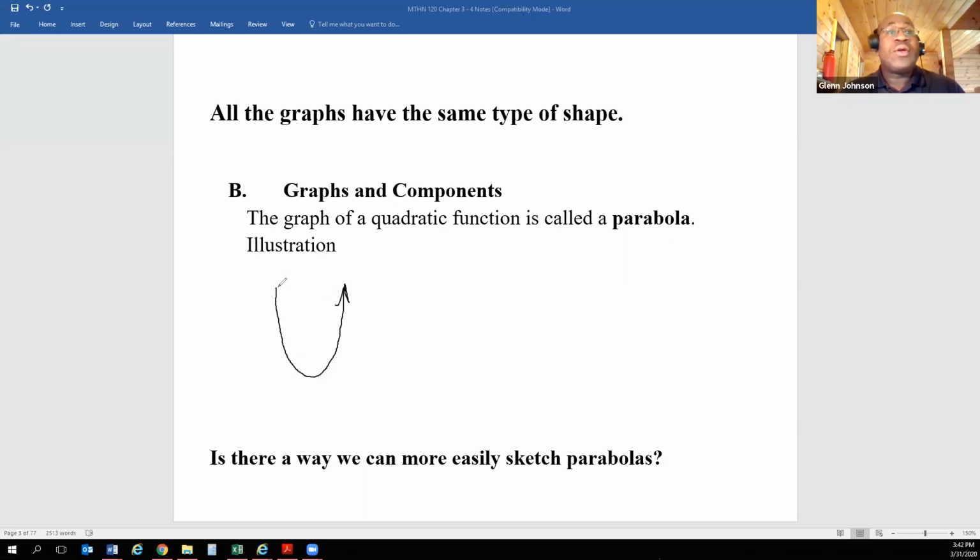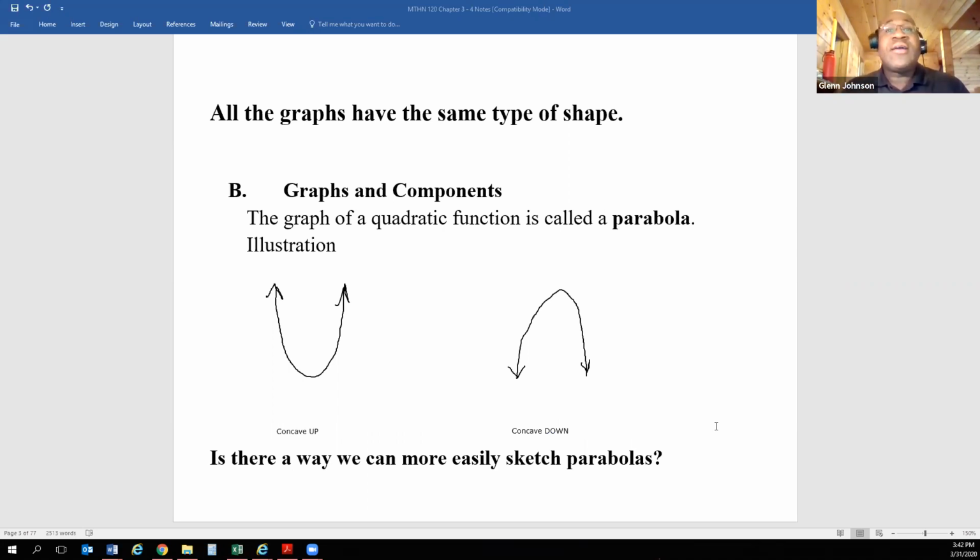Either the graph will be pointing upward, or the graph is pointing downward. Now, the orientation of a parabola, we also refer to that as its concavity. So when a graph is pointing upward, you say that the graph is concave up, and when it's pointing downward, we say that it's concave down. Pretty simple to remember.